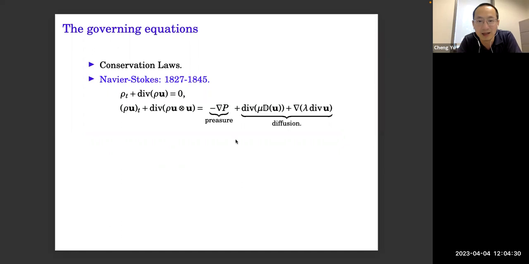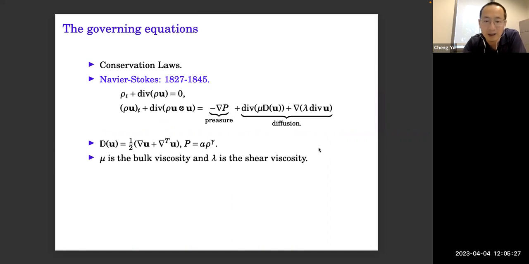Now let's look at the governing equations. This is the compressible Navier-Stokes equations. Here, rho is the density, u is the velocity, p is the pressure, mu and lambda are the viscosities. The mu and lambda terms we call the diffusion terms. The first equation is the conservation of mass, and the second is the momentum equation. Roughly, the momentum equation can be viewed as the application of Newton's second law in fluids. The left-hand side is the product of mass and acceleration, and the other side is the total force applied to the body.